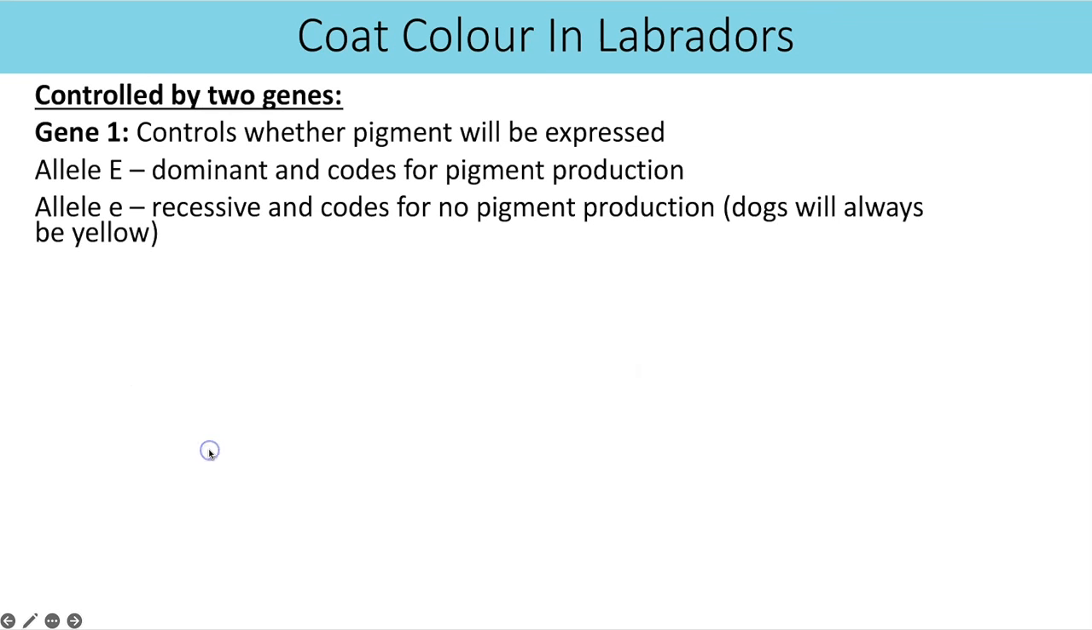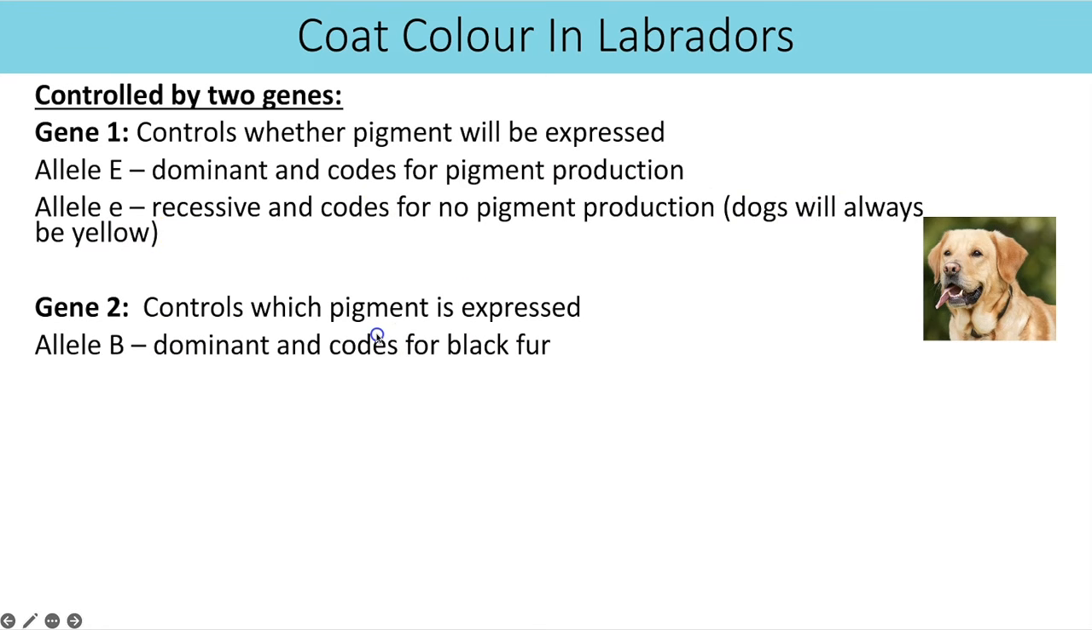So if we go through the coat colour in Labradors example, one of the genes controls whether pigment will be expressed, so produced. The dominant allele for that gene means the pigment will be made. The recessive allele codes for no production of pigments, and in which case for a Labrador, if they have 2 copies of this recessive allele, it will mask the expression of the second allele, and they will always be yellow in colour, or golden, whatever you want to call it.